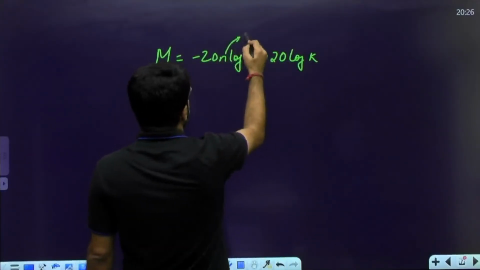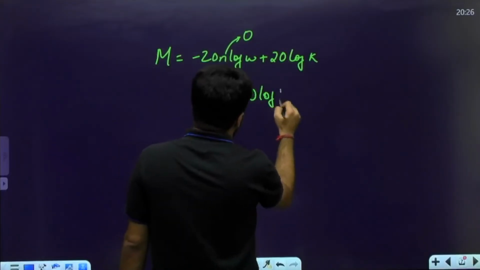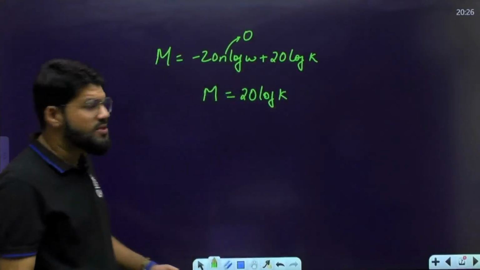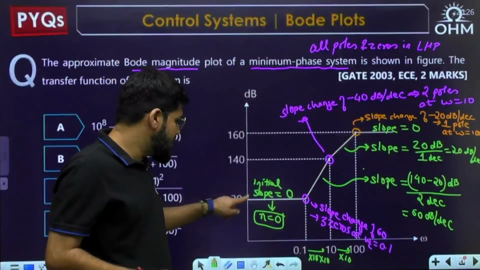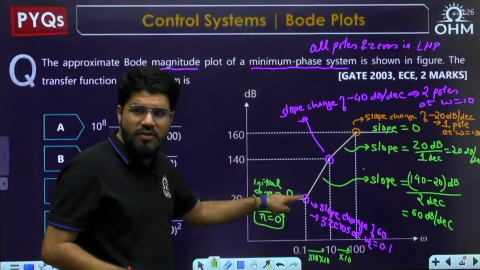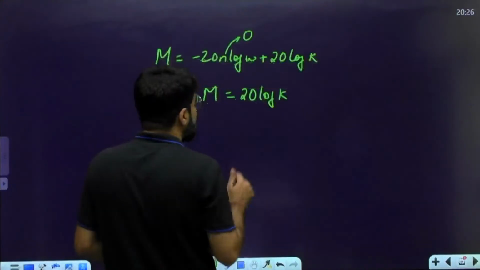Okay, but as I'm telling you here, n is 0. So what is the magnitude? Initial magnitude will be constant, 20 log k. And as you're able to see, yes, initial magnitude is constant. It is a constant value of 20. It's neither increasing nor decreasing. Initially, up to the first corner frequency, it is constant. Okay, so how much is that constant value?